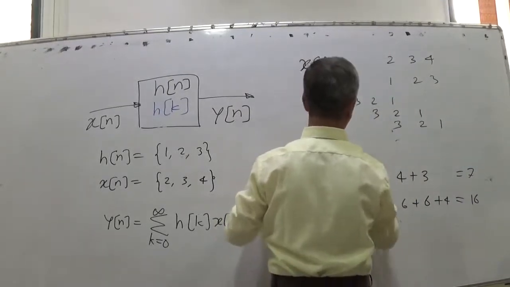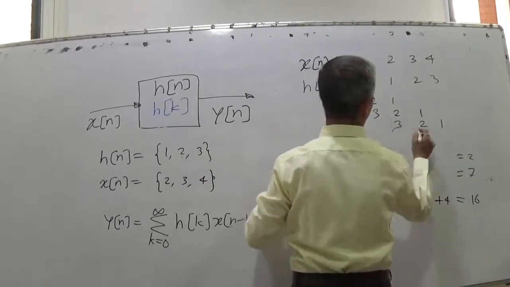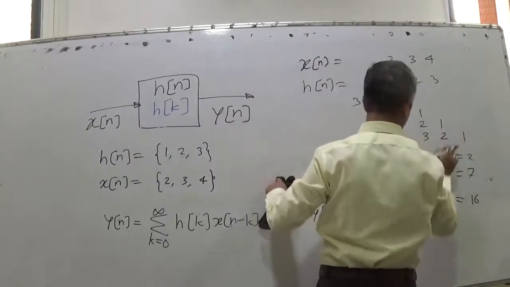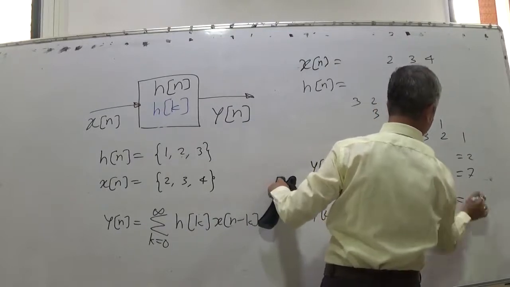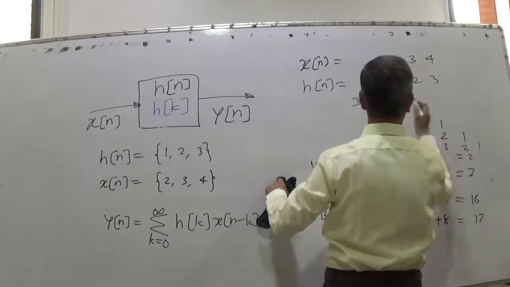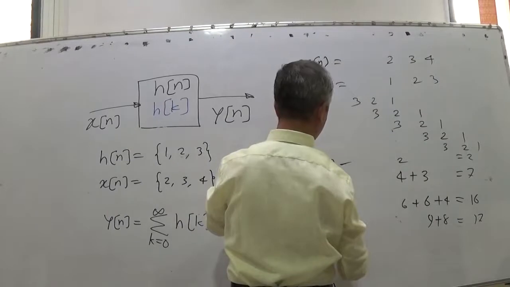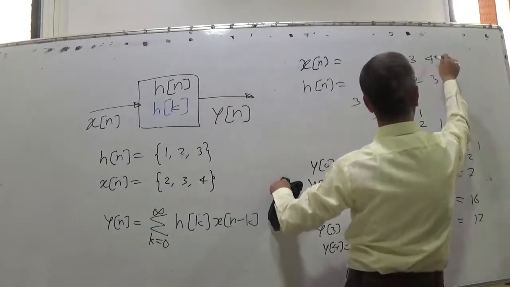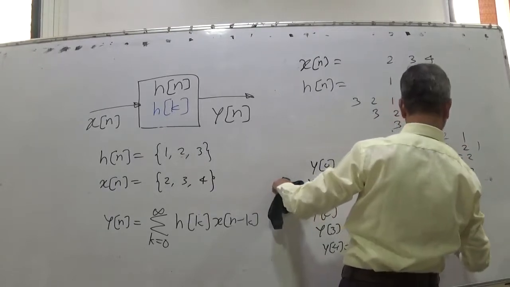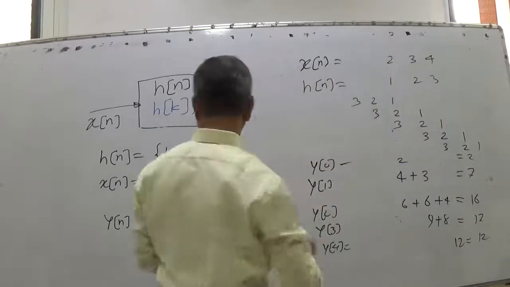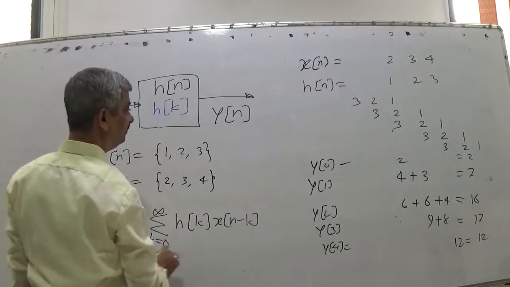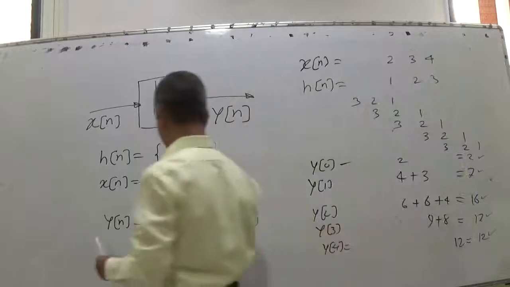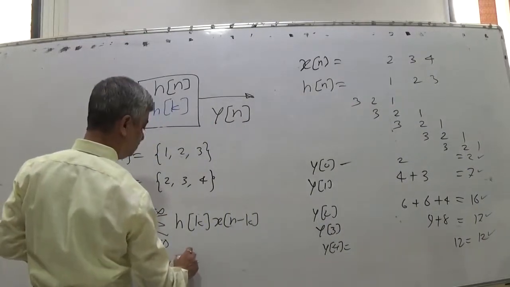Now I will type it below so that I get some space. Now I shift it once more, so it becomes 3, 2, 1. In that case, this is not there because this is 0. 3 into 3, 9 plus 4 into 2, 8, it is 17. And then once more shift, 3, 2, 1. So no other terms, only this is y3, and y4 is equal to only one term, 4 into 3, that is 12. So the answer yn is 2, 7, 16, 17 and 12.